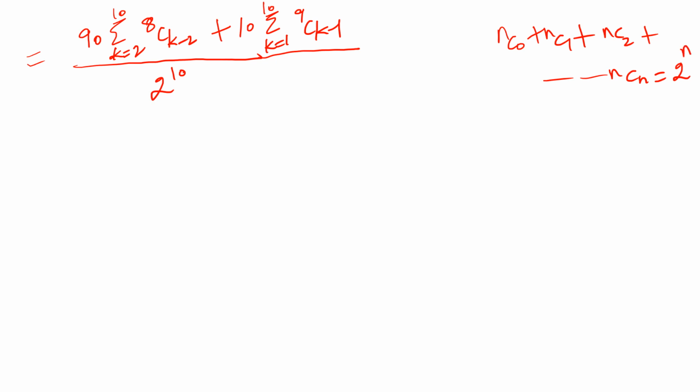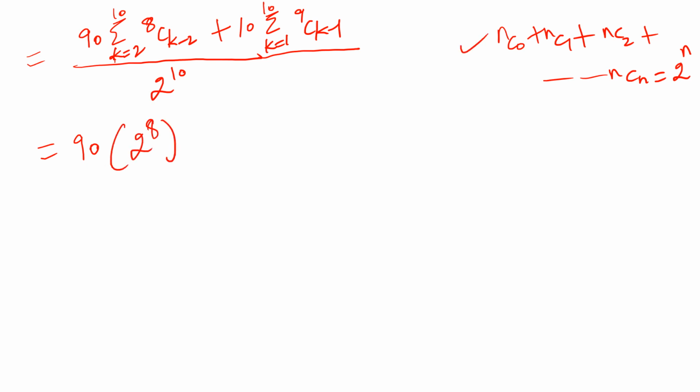It's a very popular binomial coefficient relation. You must remember this. Now this is 90 into the summation of 8Ck-2 when k goes from 2 to 10, which will become 8C0 plus 8C1 plus 8C2 and so on till 8C8. So this is nothing but 2 to the power 8, right?